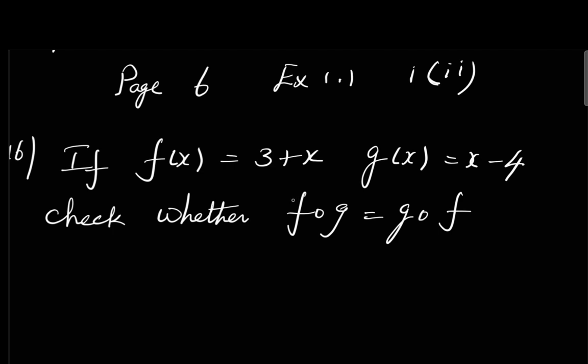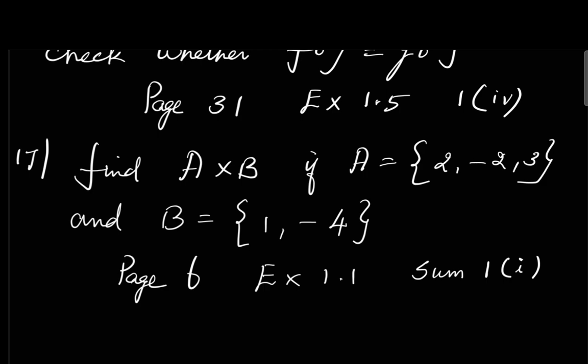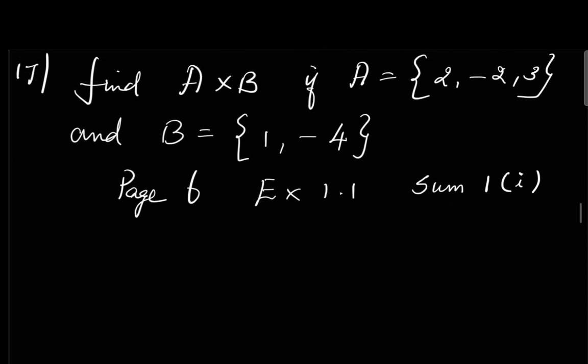If f of x is 3 plus x, g of x is x minus 4, check whether f dot g is equal to g dot f. This is also an exercise sum. It is in page 31, exercise 1.5, first sum, fourth subdivision. See the next question. Find A cross B. A is {2, -2, 3} and B is {1, -4}. So first exercise sum. See, all these are simple sums but important.